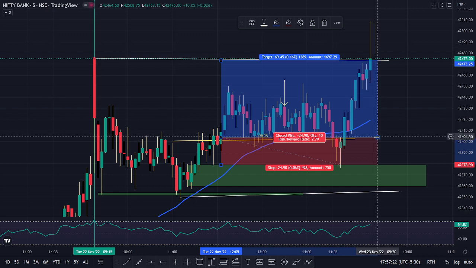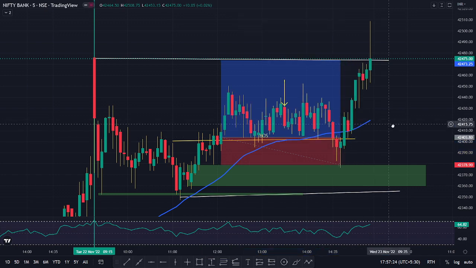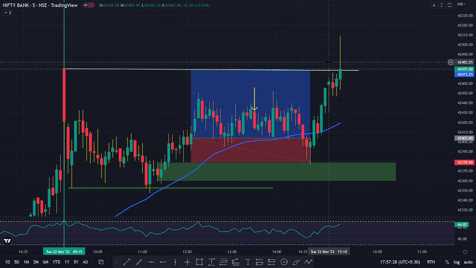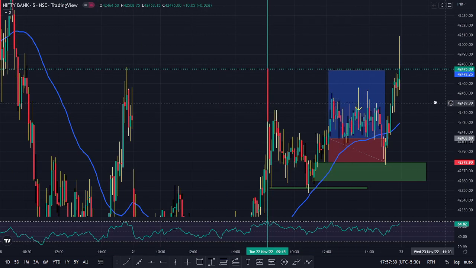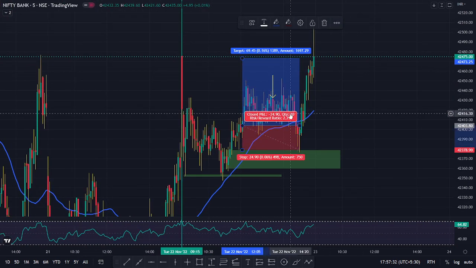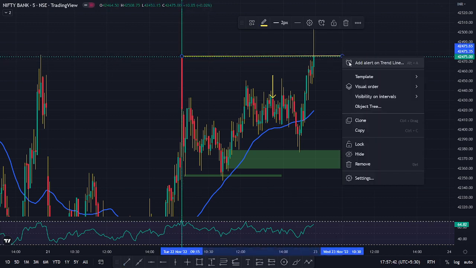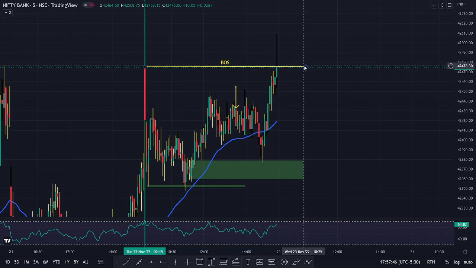So, going towards a pre-market analysis for 23rd November, I just remove all these lines. This was the post-market analysis till today. Now we are going to do the pre-market analysis for 23rd November.